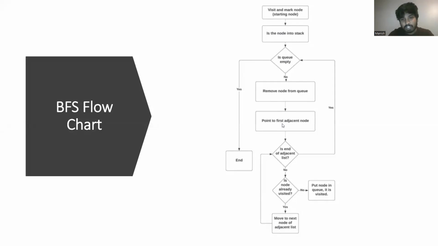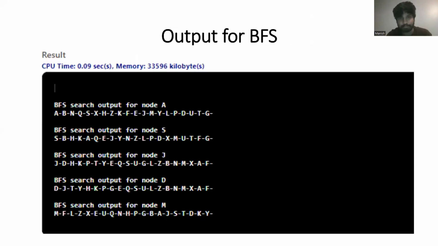Then it will point to the first adjacent node. From here, if that adjacent node is the last one, then it will check whether the queue is empty or not, or else it will go to the node and check whether it's already visited or not. If that node is already visited, then it will go to the next node of the adjacent list, or else it will keep the node in the queue as it was not visited.